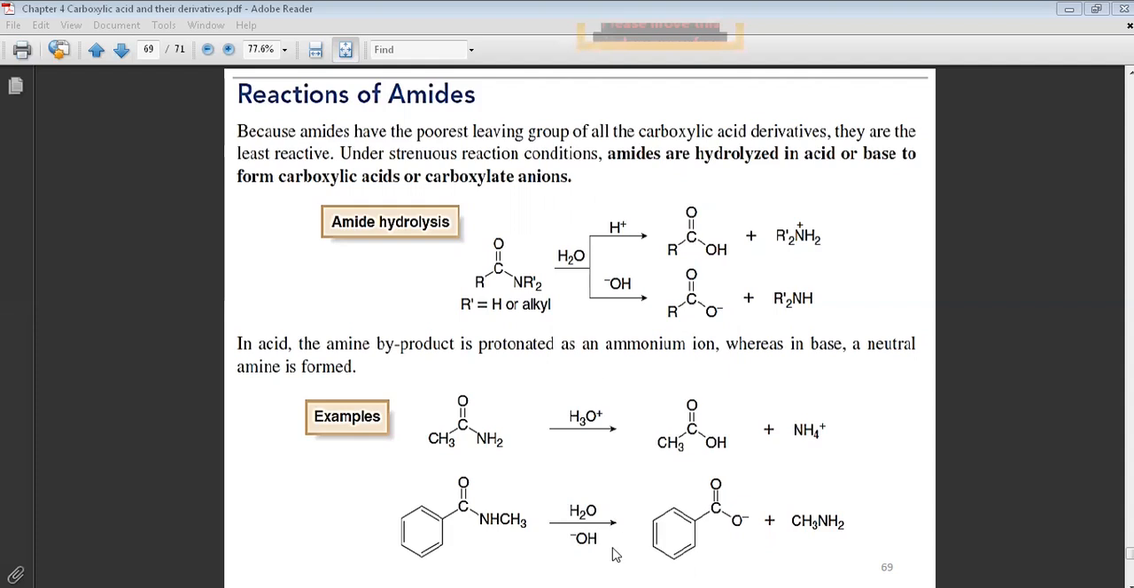Now, this is amide hydrolysis with the acid, H3O+, meaning hydrolysis in acid. It gives you the carboxylic acid and the ammonium salt. This here is hydrolysis in base. Be careful: your product will be the carboxylate anion. Why? Because of the base and the amine, the methylamine.